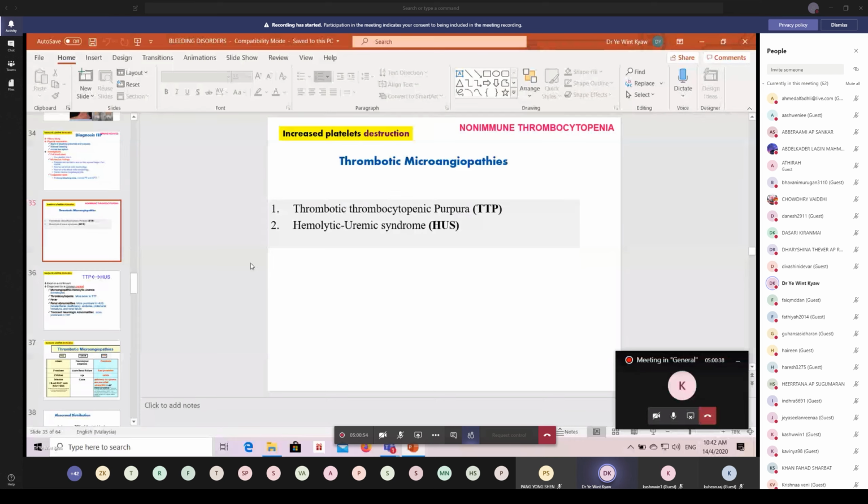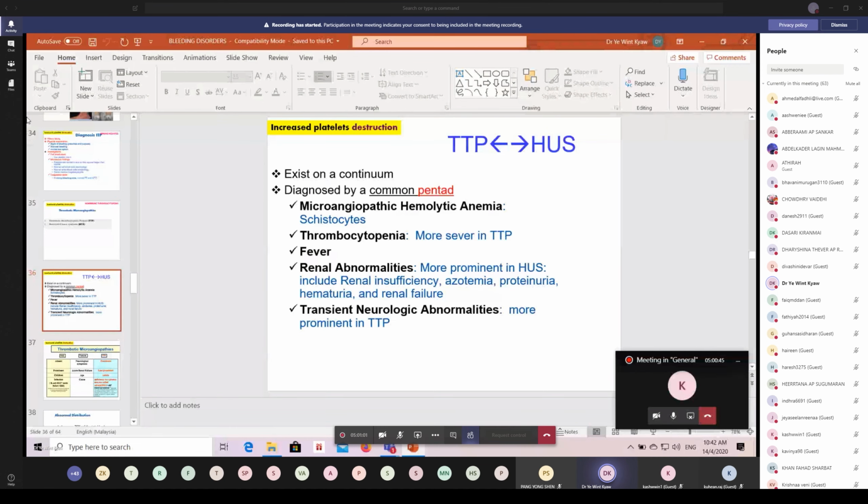This can cause, as you know, anemia, microangiopathic hemolytic anemia. The vessels become narrow because of thrombosis, and this can cause lysis of RBCs, and the shape will appear as schistocytes. It can present with increased platelet destruction and can cause thrombocytopenia. It is more severe in TTP than HUS.